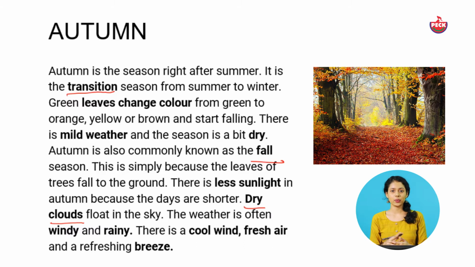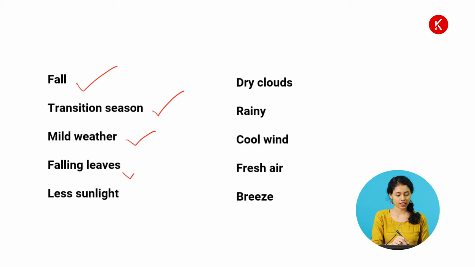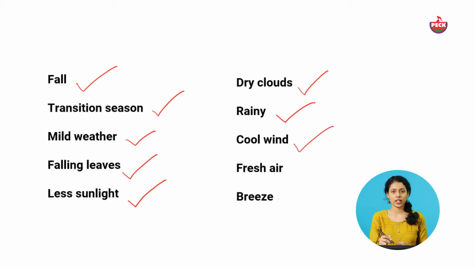Now let's look at the different words associated with the autumn season. They are fall, transition season, mild weather, falling leaves, less sunlight, dry clouds, rainy, cool wind, fresh air, and breeze.